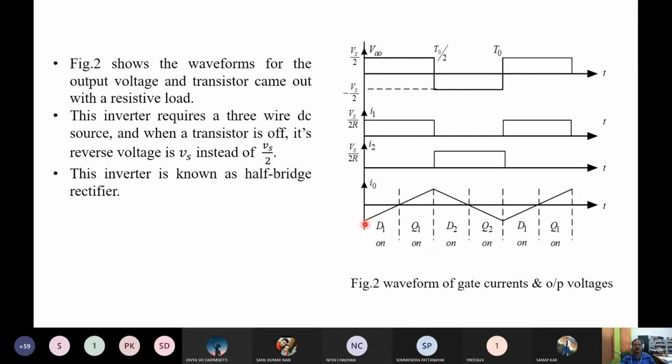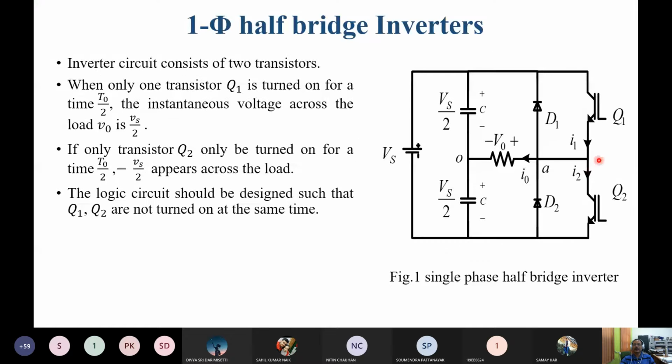Therefore, the voltage across the load is L di by dt. Slope is constant, so L di by dt is constant. D1 is conducting means current is negative. D1 is conducting means current is flowing in this direction. That is why it is negative. Q1 is conducting means current is positive. D2 is conducting means current is positive. Q2 is conducting means current is negative.